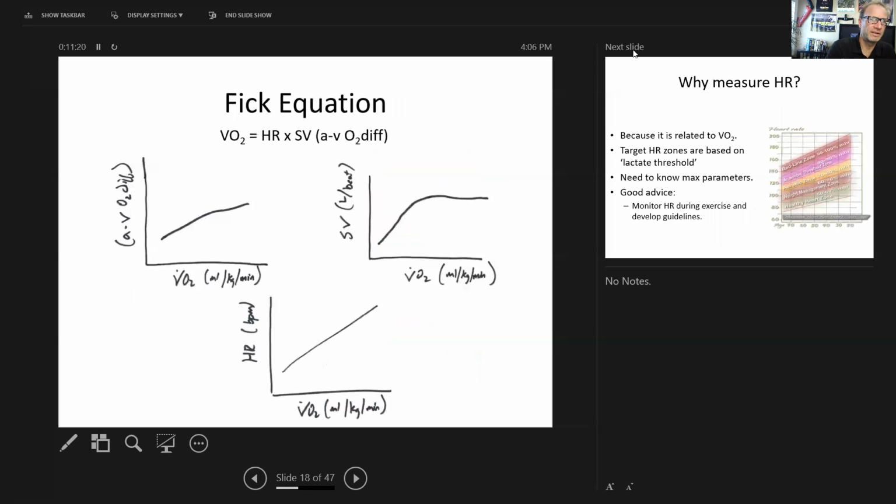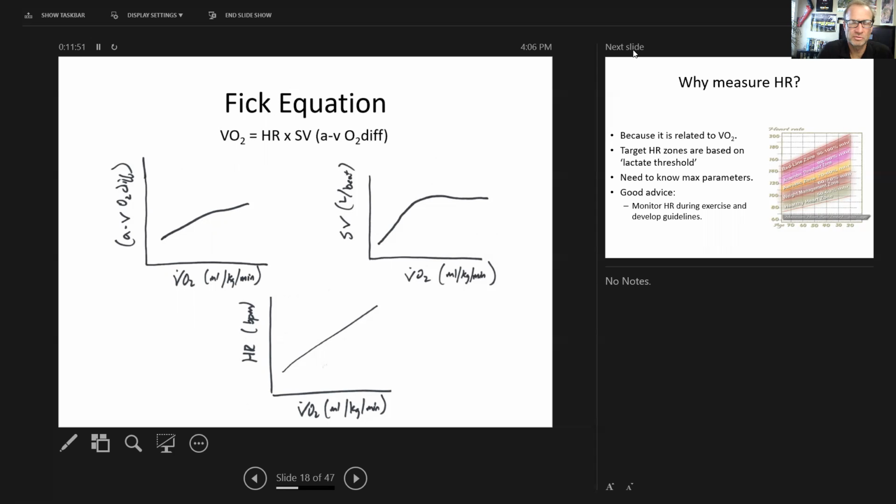Okay, so intensity, I really need to understand the Fick equation. Rate of oxygen consumption, VO2, is equal to the product of heart rate, how fast the heart is beating, times stroke volume, how much blood is pumped with each beat, times the AVO2 difference, or how much oxygen is extracted from the arterial blood and then returned to the venous blood. The product of those three things will tell you VO2.